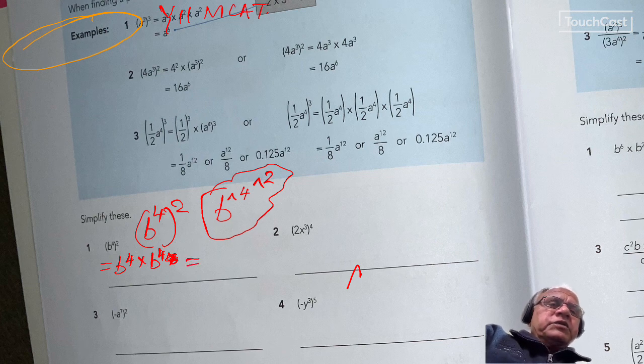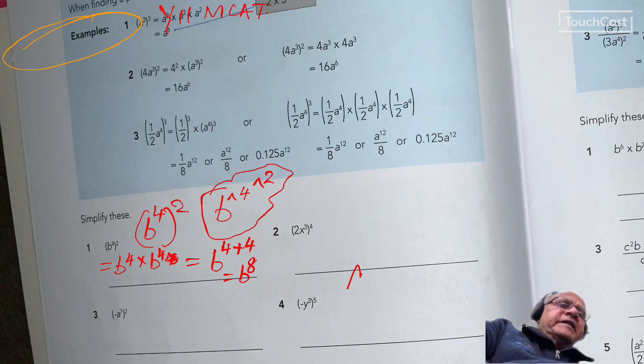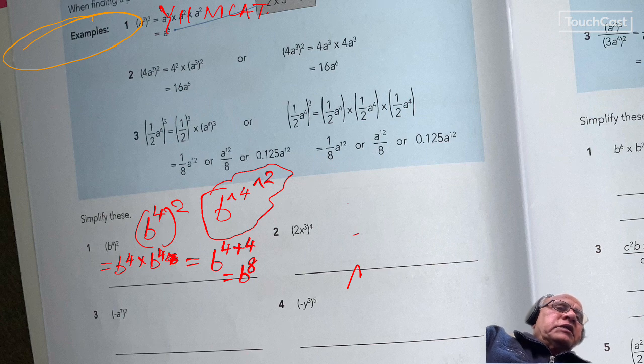Now I am going to apply the law of indices. If you are multiplying with the same base, you have to add the indices, and that will give you b to the power 8.